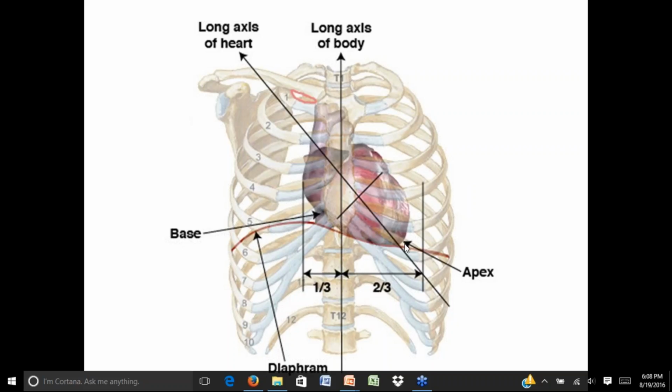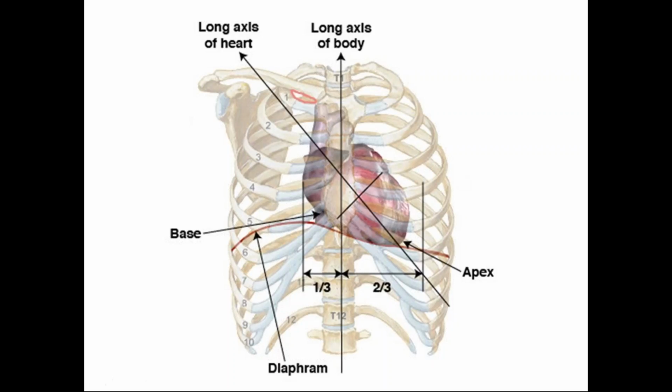The apex is going to be on the left side. This apex belongs to the left ventricle. There are many applications that we need to talk about regarding the apex, but the apex is one of the structures that we must remember. It's on the left side of the thorax and belongs to the left ventricle.